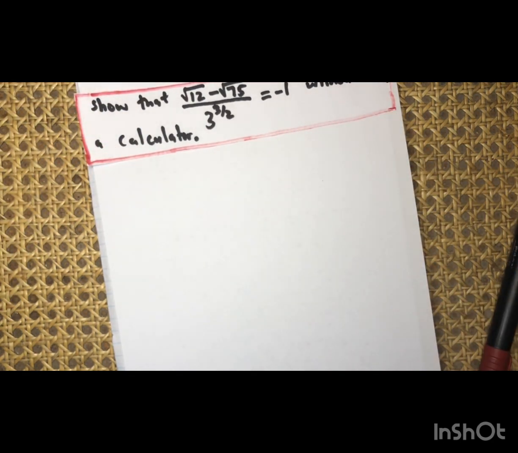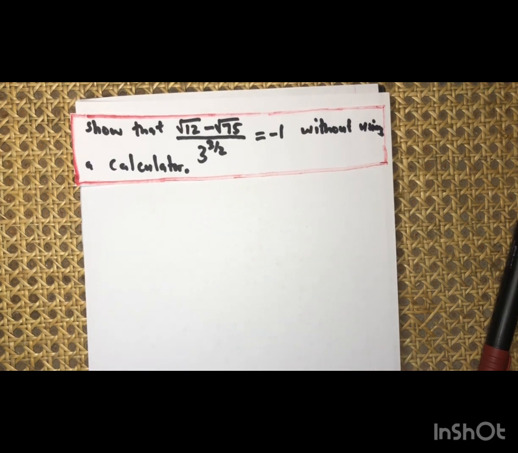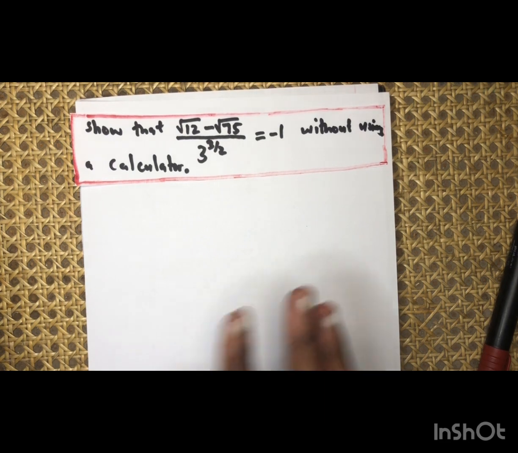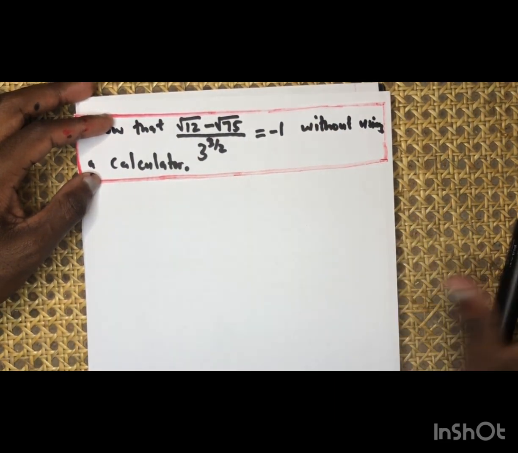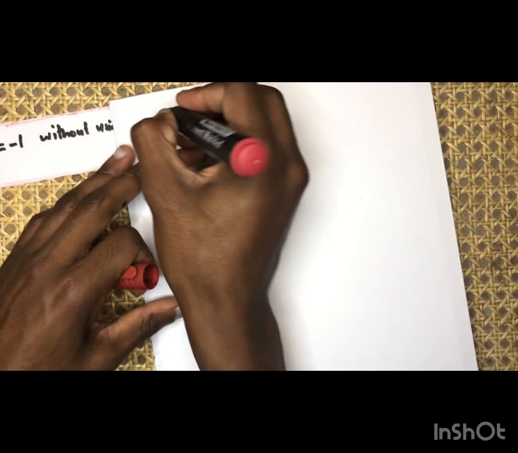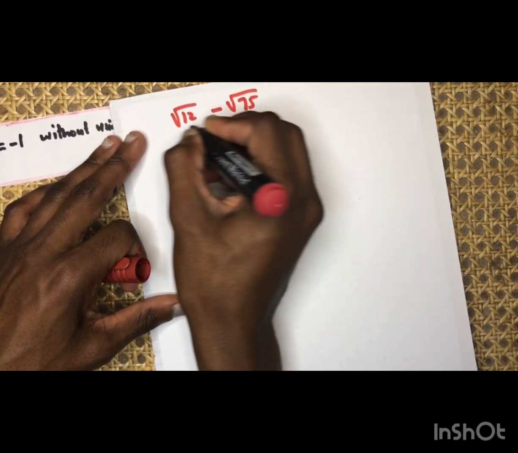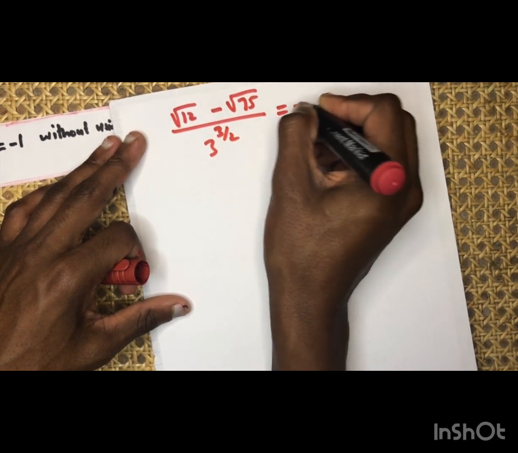They are saying show that (root 12 minus root 75) over 3 to the power 3 over 2 equals -1, without using a calculator. Remember, guys, when they say without using a calculator, they don't mean you must take your calculator away from you. So I'm going to copy this question down. I have root 12 minus root 75 over 3 to the power 3 over 2 equal to -1.